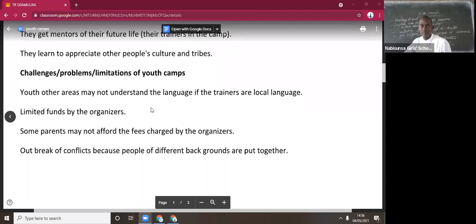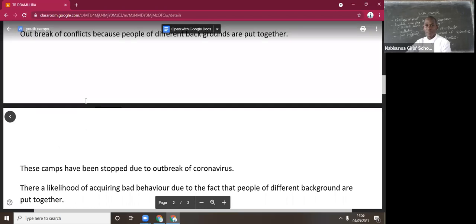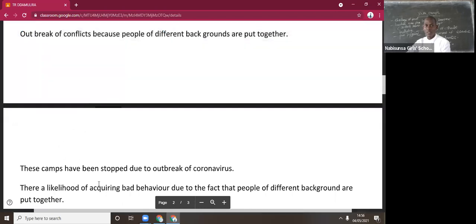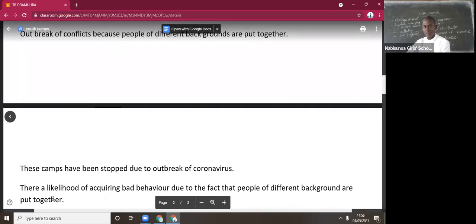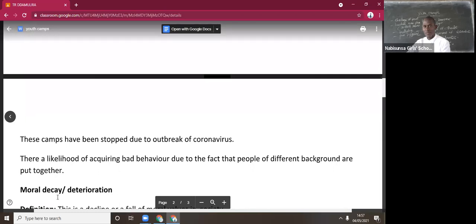Challenges or problems or limitations of youth camps. Youth from other areas may not understand the language if the trainers use the local language. Limited funds by the organizers. Some parents may not afford the fees charged by the organizers. Outbreak of conflicts because people of different backgrounds are put together. These camps have been stopped due to the outbreak of coronavirus. There is a likelihood of acquiring bad behavior, because people of different backgrounds are put together.